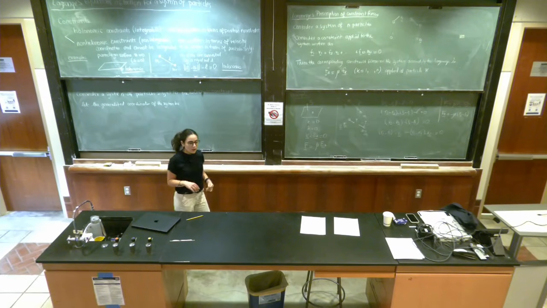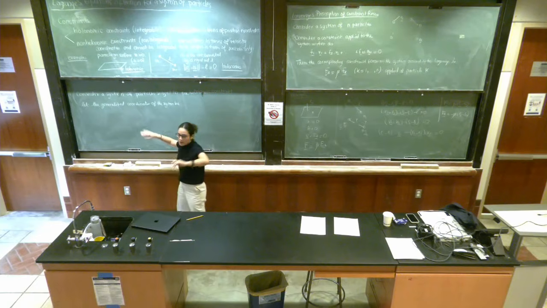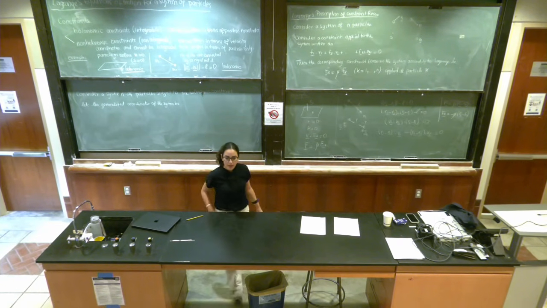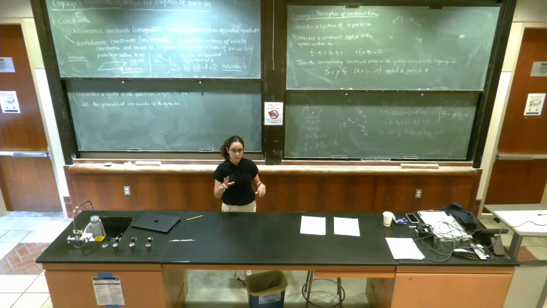Question. If I have a system of n particles, in general in space unconstrained, how many degrees of freedom does this system have? If I have one particle, how many degrees of freedom does it have? 3. 2 particles, 6. In general, for n particles, I have 3n degrees of freedom. So the number of generalized coordinates needed to describe the motion of the system is going to be 3n.